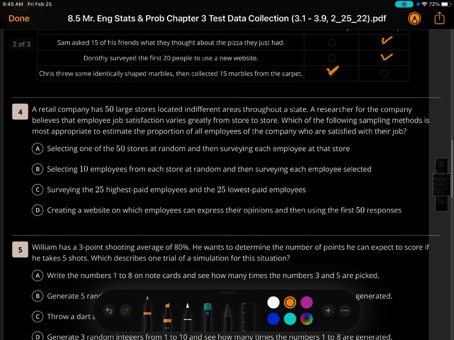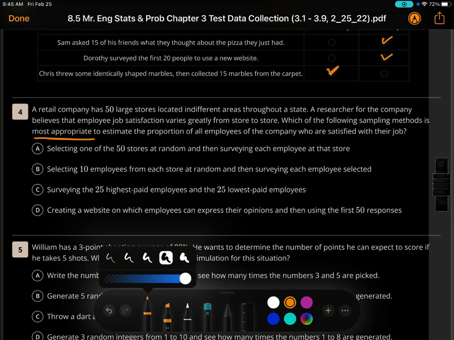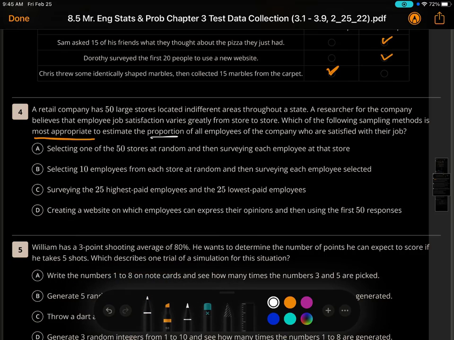Question number 4. A retail company has 50 large stores located in different areas throughout a state. A researcher for the company believes that the employee job satisfaction varies greatly from store to store. Which of the following sampling methods is most appropriate to estimate the proportion? I'll highlight this one: proportion of all employees who are satisfied with their job.